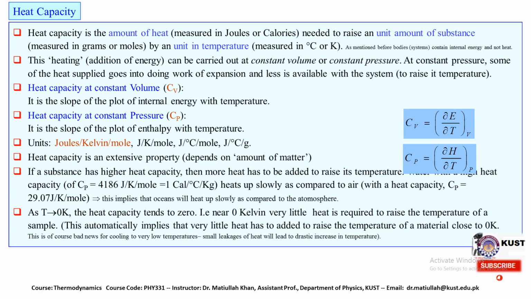Heat capacity is the amount of heat that is needed to raise a unit amount of substance by a unit increase in temperature. That is called the heat capacity of any particular system. This heating can be carried out at constant volume or constant pressure, and respectively it is called heat capacity at constant volume or heat capacity at constant pressure, and its values are mentioned here.